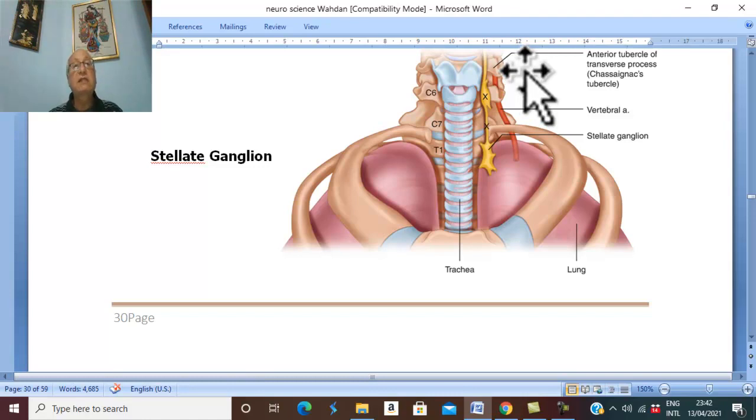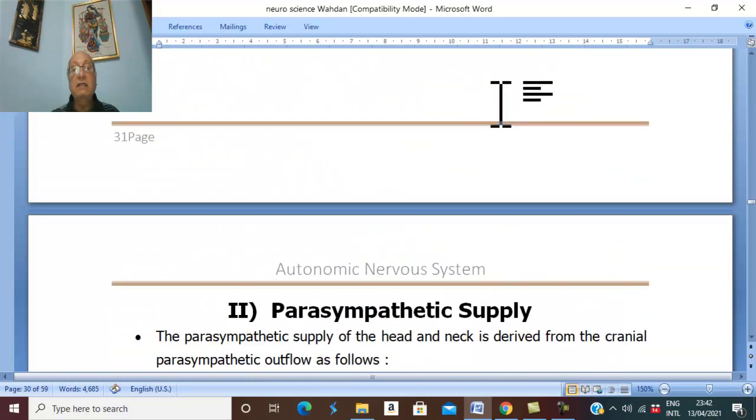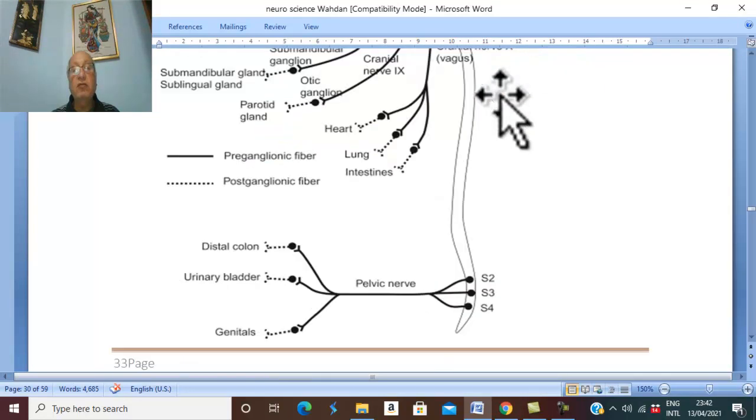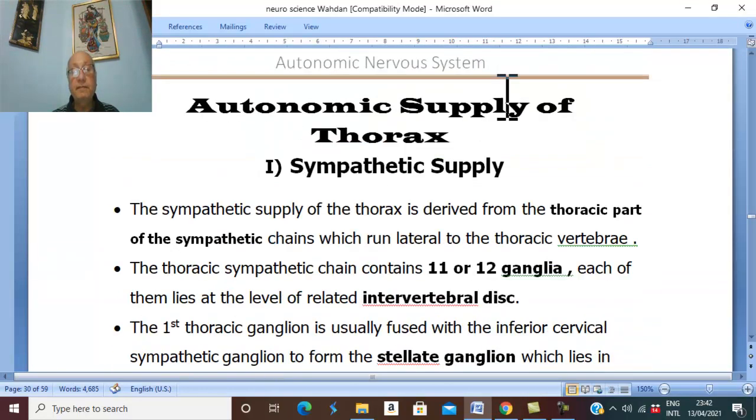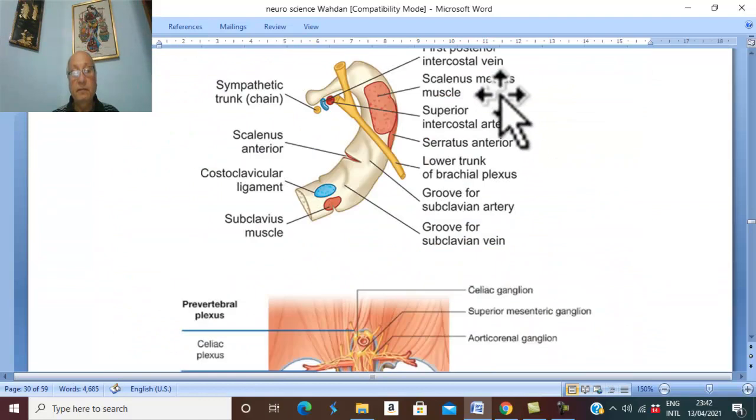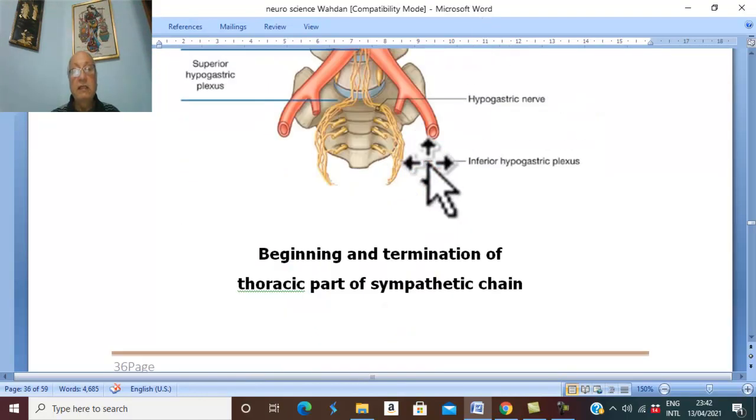This thoracic sympathetic chain begins where? The thoracic sympathetic chain begins as a continuation of the cervical part of the sympathetic chain in front of the neck of the first rib. Then the thoracic part of the sympathetic chain descends downward.